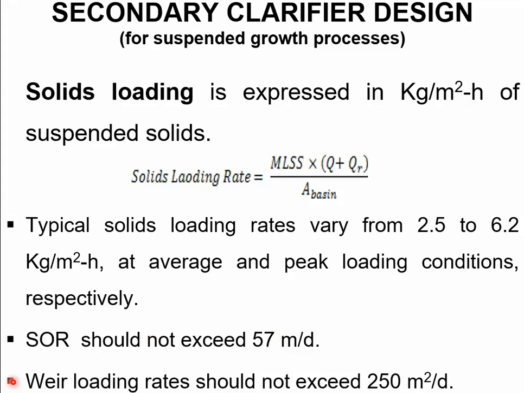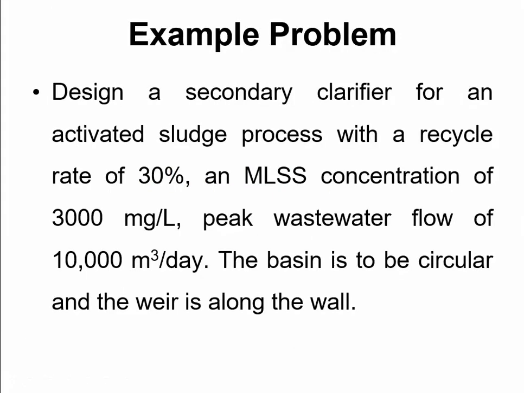Another important consideration is the weir loading rate, which was also very important for primary sedimentation tank design. So it is the same value, that it should not exceed 250 square meter per day. I hope you remember how to calculate the weir loading rate. So in this example problem, you are supposed to design a secondary clarifier for an activated sludge process with a recycle rate of 30%. It means that 30% of the actual amount of flow is recycled from the secondary clarifier back into the aeration tank.